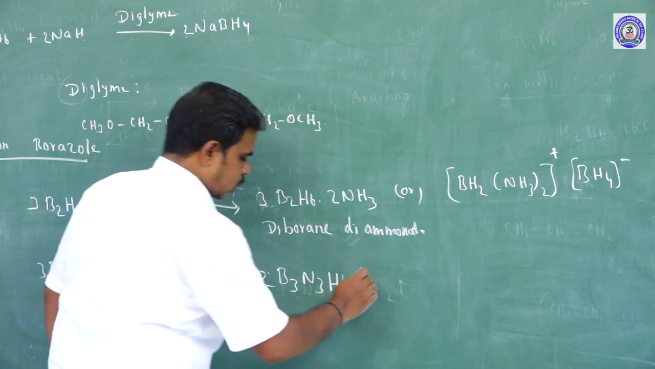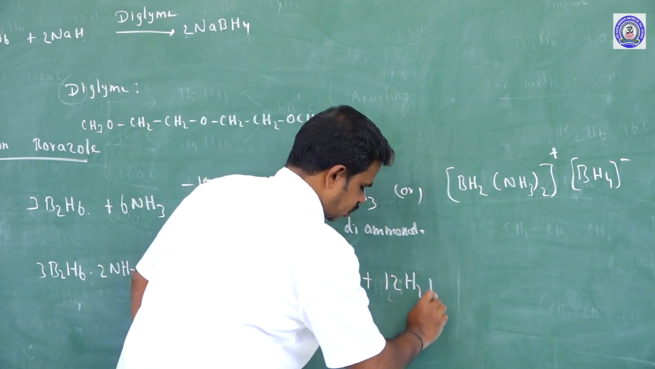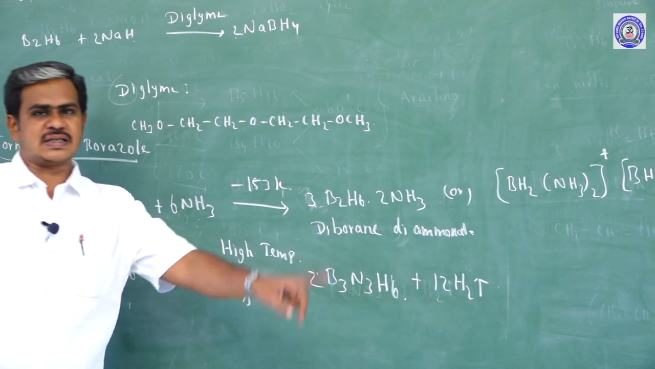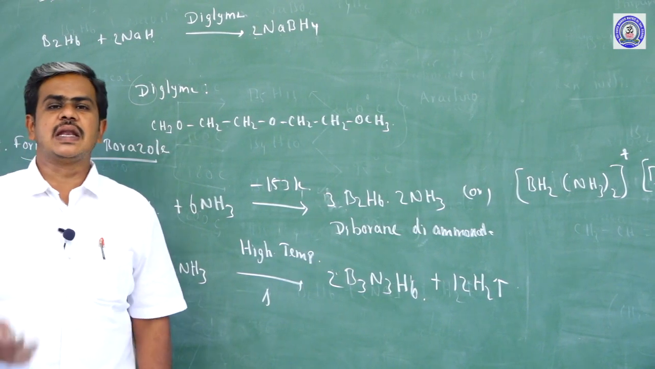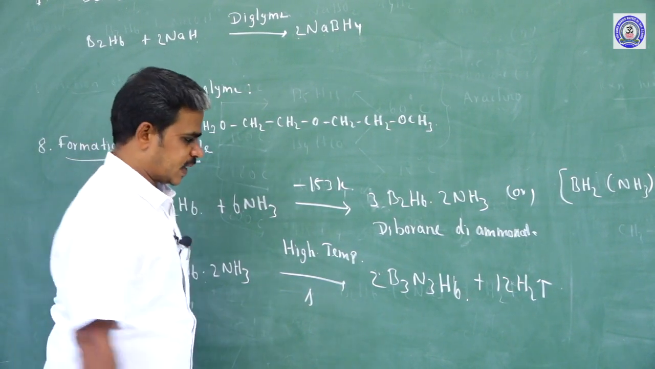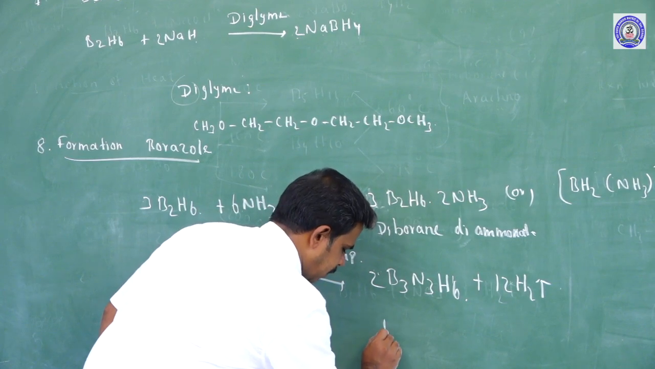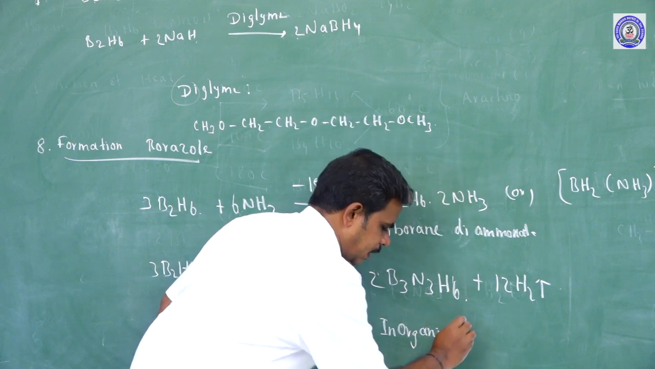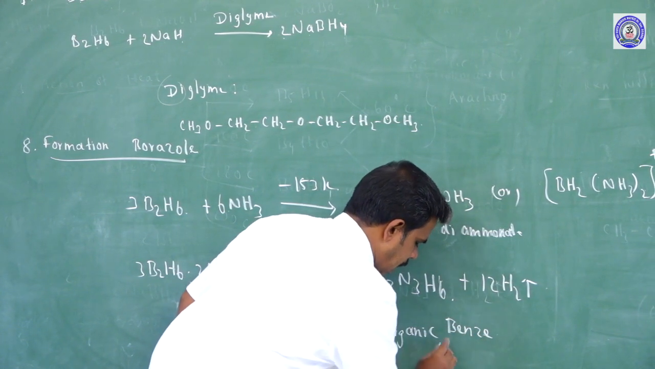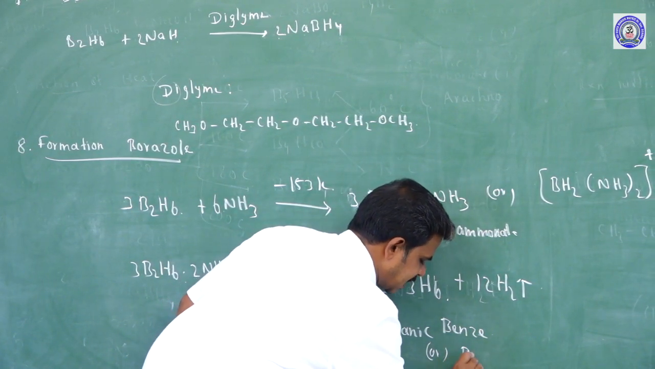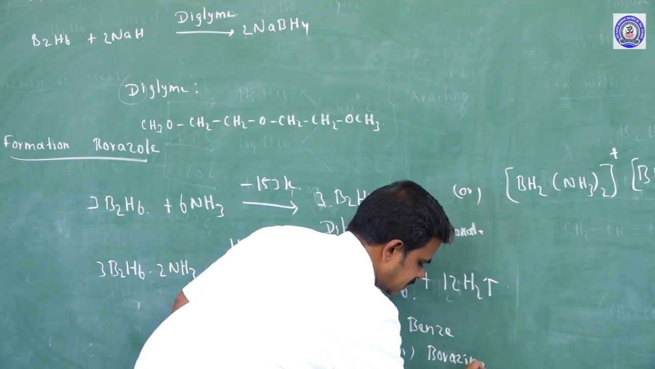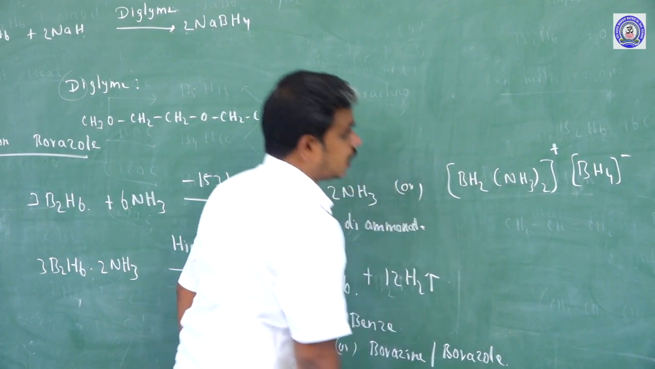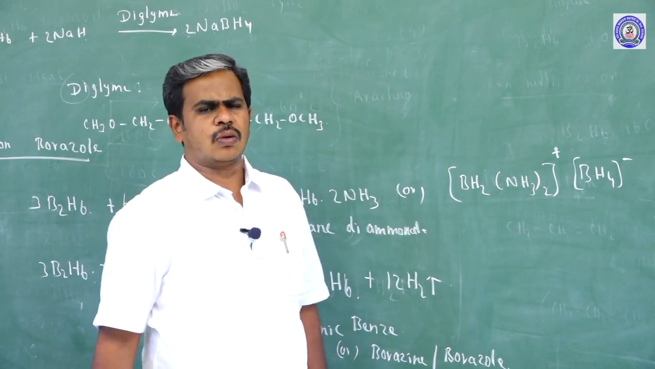B3N3H6, that is 2 molecules and 12 hydrogen. And this B3N3H6 is known as inorganic benzene. Inorganic benzene is called borazine, or borazole.